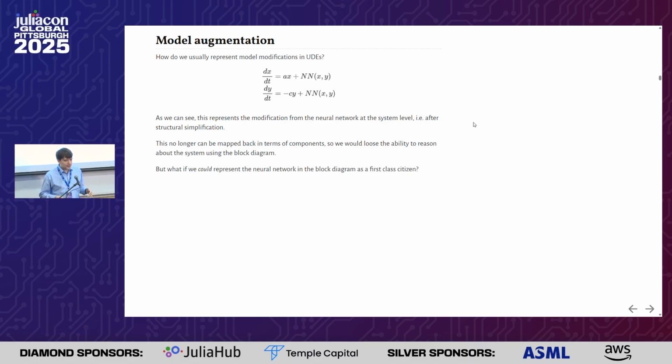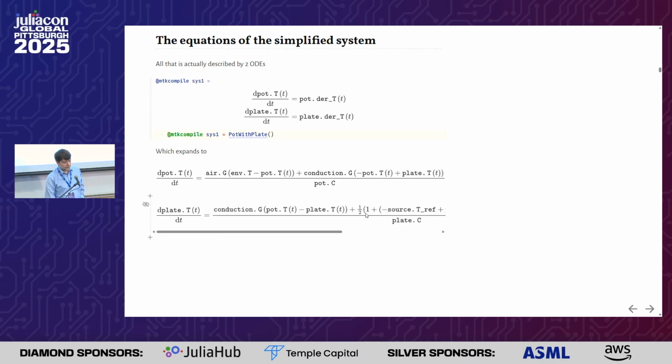But we just saw before that in this representation we also have the block diagram, we have the components, and we can visualize that. But if we want to do model augmentation with UDEs, we don't want to lose this ability of still being able to visualize how the system interacts, where the neural network is, and not just have it be something that would be shoved down somewhere in this equation.